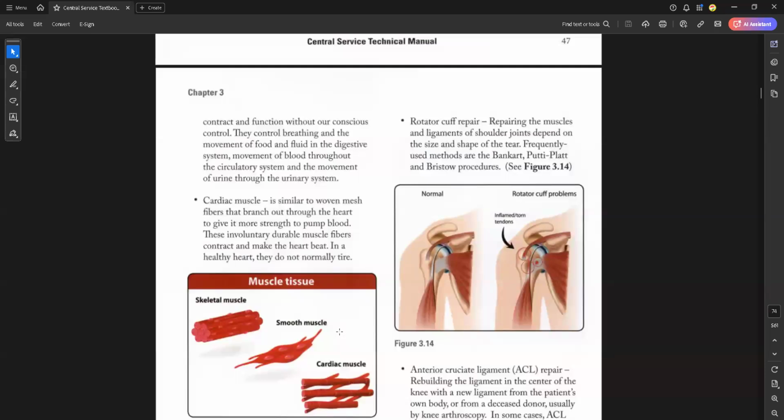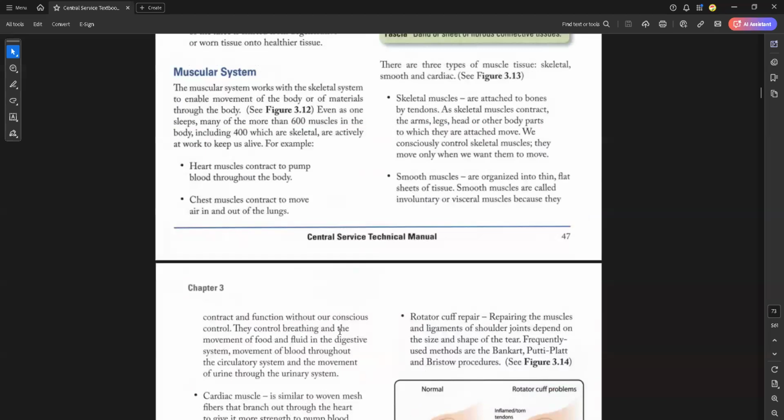Now, yes, let's come down. We have the skeletal muscles, smooth muscles, etc. There are three types of muscle tissue called the skeletal, smooth, and cardiac. I want to talk more about the smooth muscles. But before, let's talk about the skeletal muscles. Well, with the skeletal, we talked about it already. These are the bones, the body parts, the legs, the hip, etc. Let's talk about the smooth muscles.